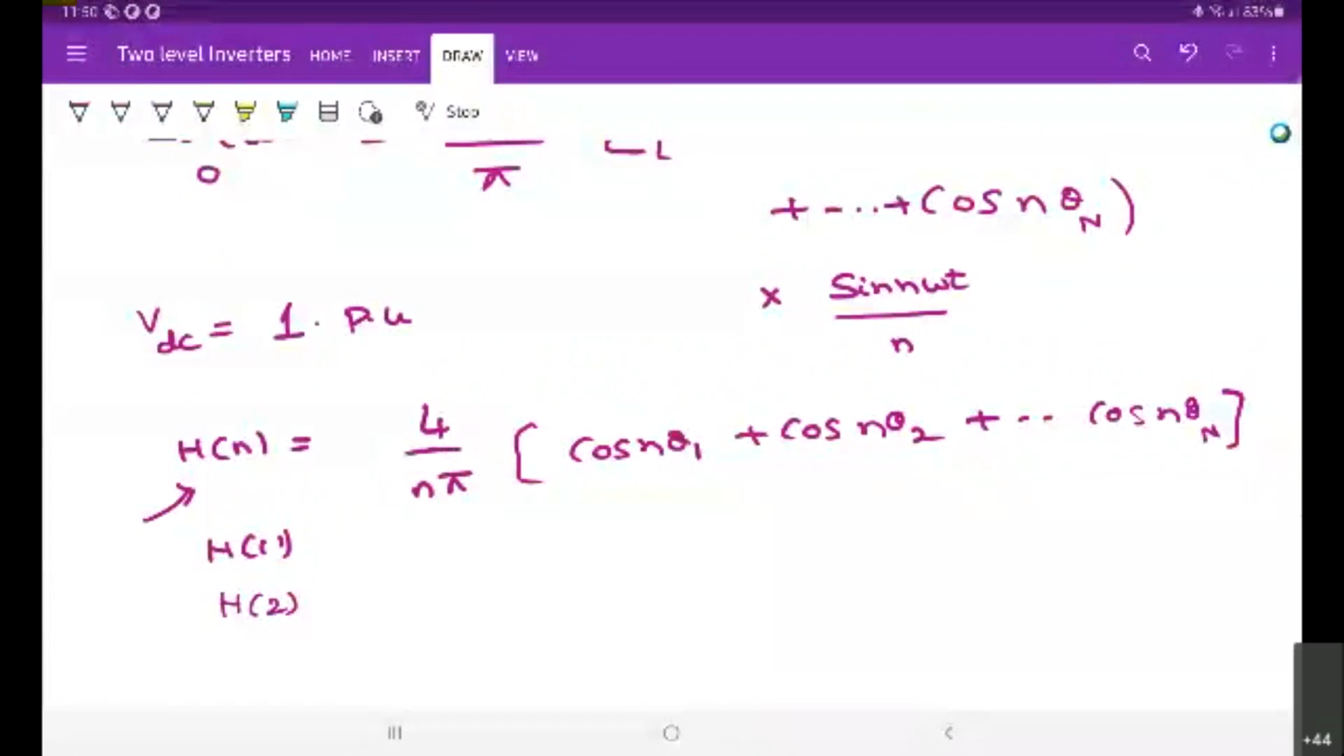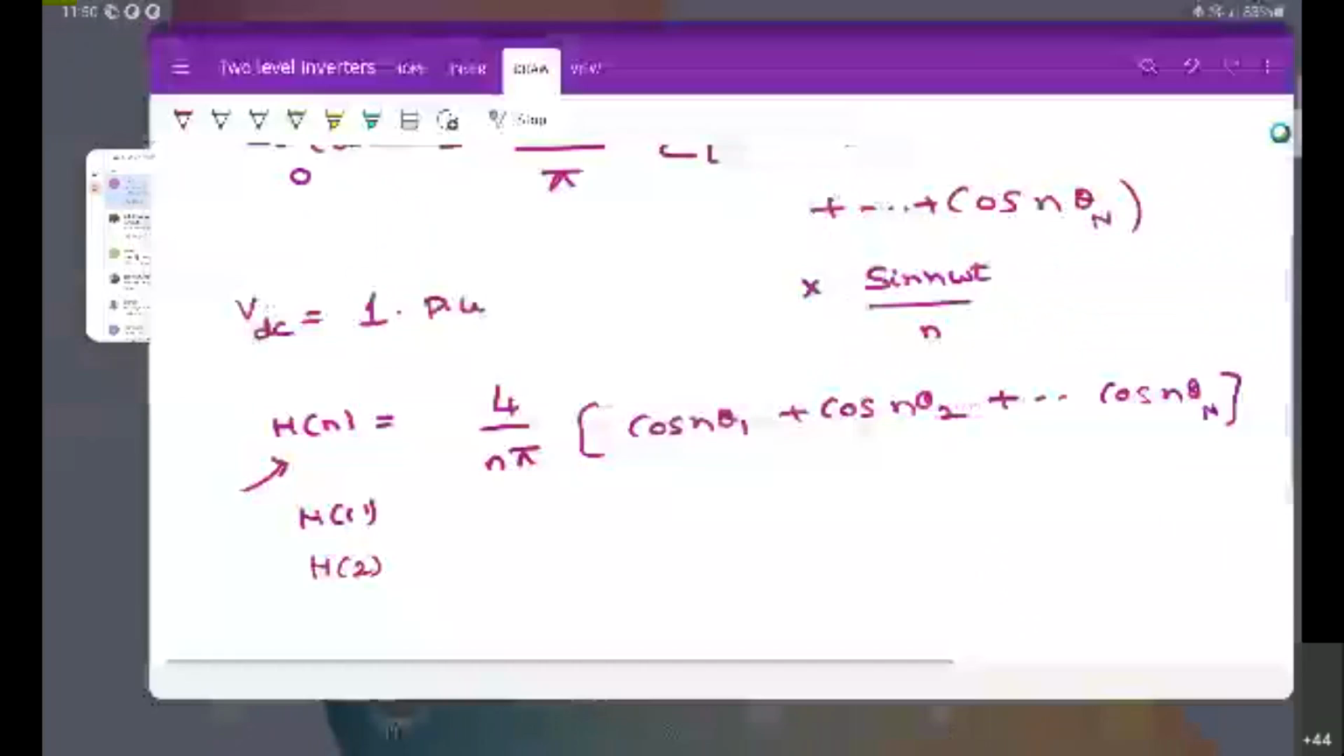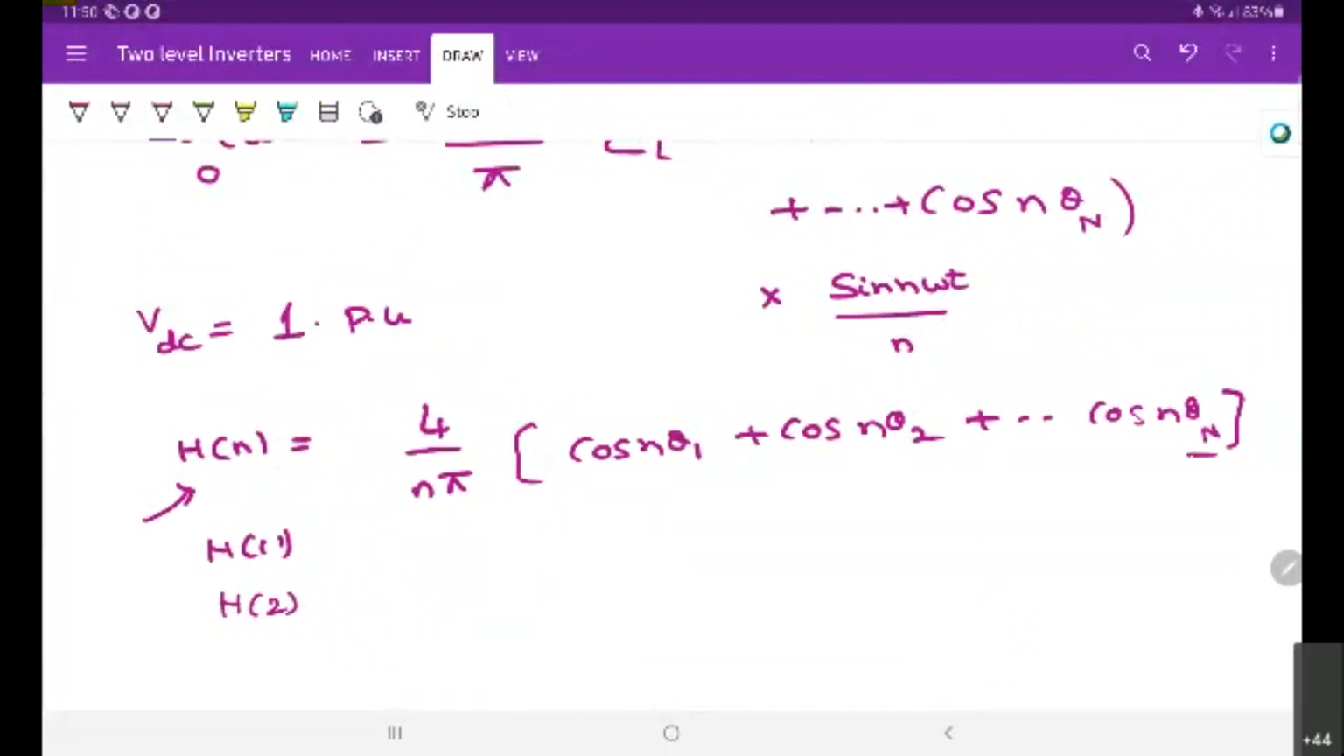I'm not clear what you're saying. Yeah, is it capital N or small n? Summation. This is capital N. Okay, so n will vary from 1, 2, 3, and so on, up to infinite.